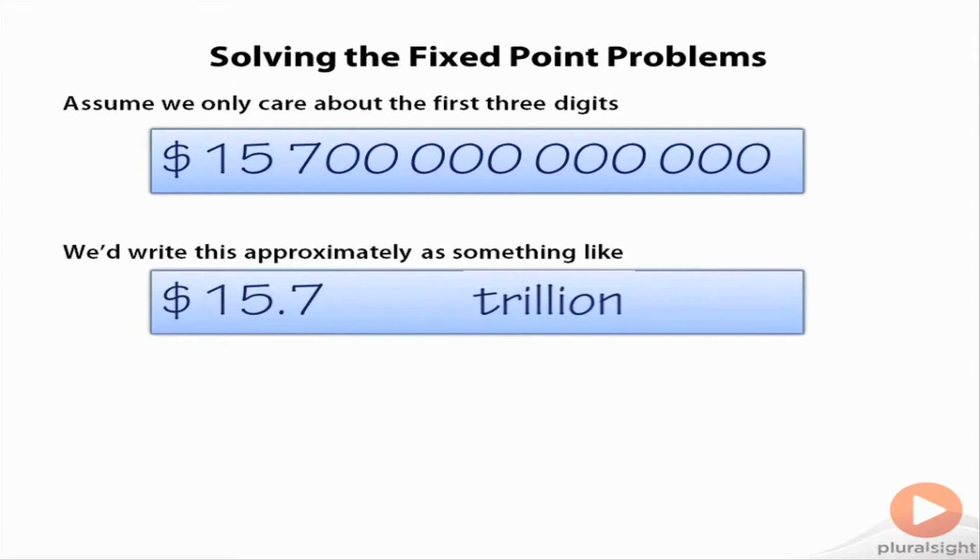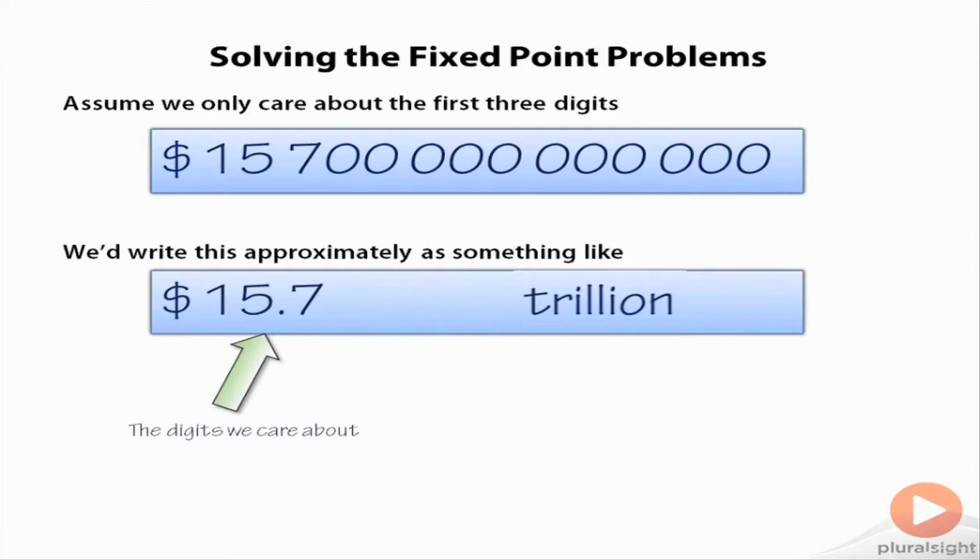Let's separate that out. The 15.7 tells us what digits we actually care about. The fact that it's 15.7 and not 20.2 is important. And then that trillion tells us how big the number is. In other words, how many zeros go after the 15.7.